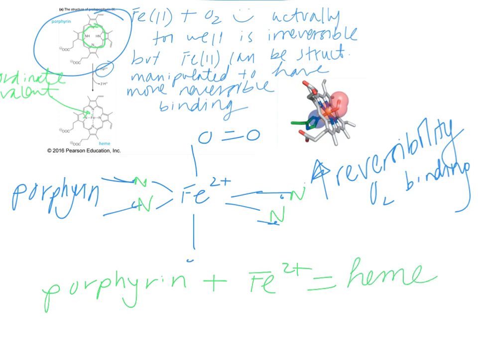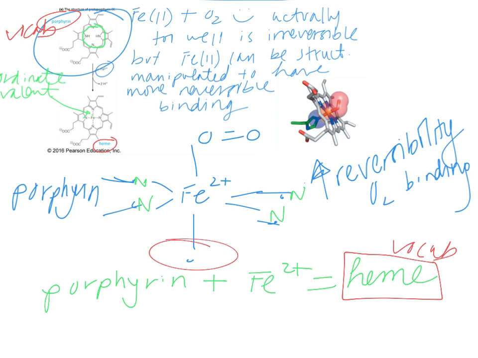If you take out the iron, it's only a porphyrin ring. If you add the iron, it's what we call a heme. Vocab word. Heme. Vocab. Porphyrin. You should be able to recognize the structure of a porphyrin, and you should be able to recognize the structure of a heme. You should also see that the heme itself is a flat structure. The porphyrin is also flat.